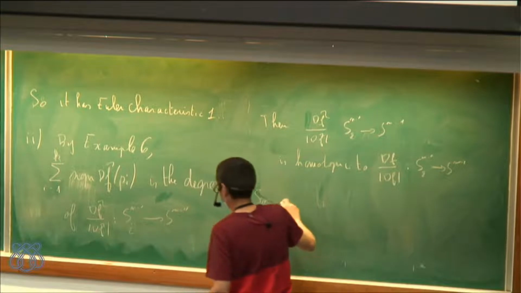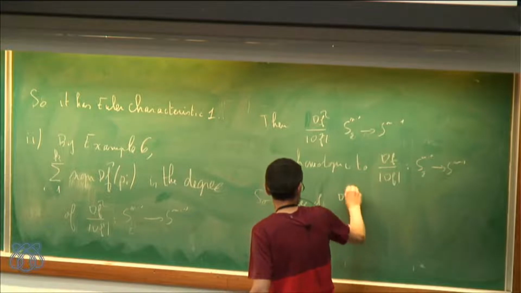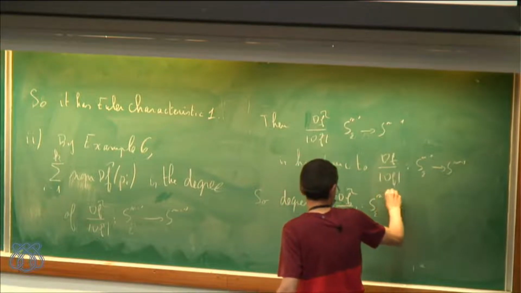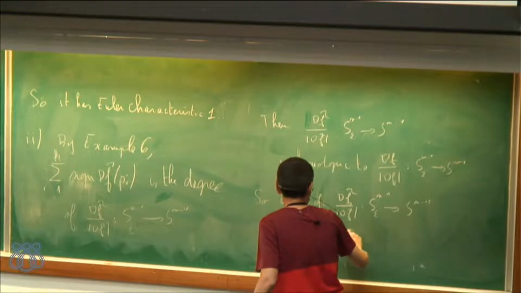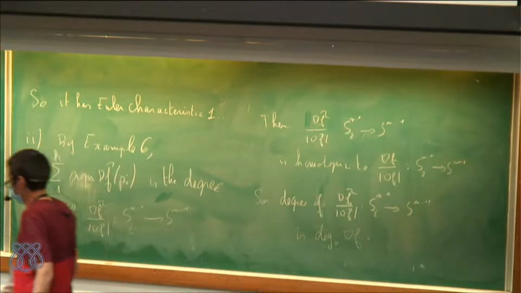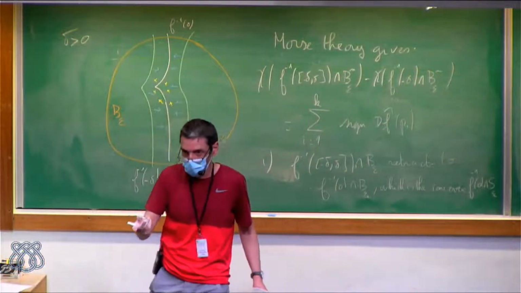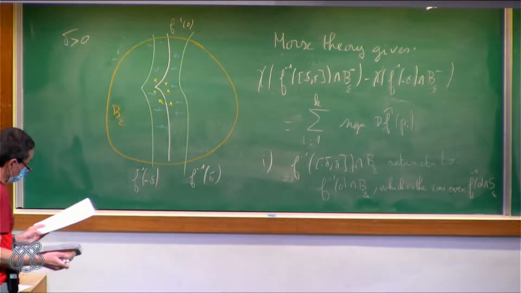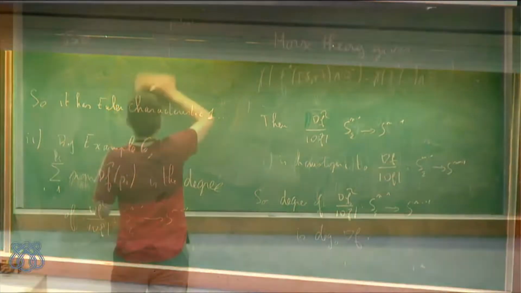So the degree of this mapping is exactly what we wanted. So this gives the result for the negative Milnor fiber. To get the result for the positive, you apply the same argument to minus f. Okay, nothing difficult. So this is what we call the real Milnor fiber, and you see that there are two of them.